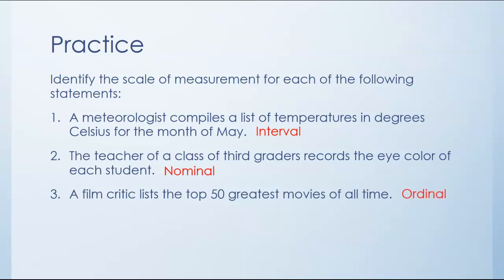So this would actually be an ordinal variable because it is ranked, but there's no way to determine if the movie ranked 1 and the movie ranked 2 were only separated by a little bit, or if it was a lot, according to the critic who put this list together.